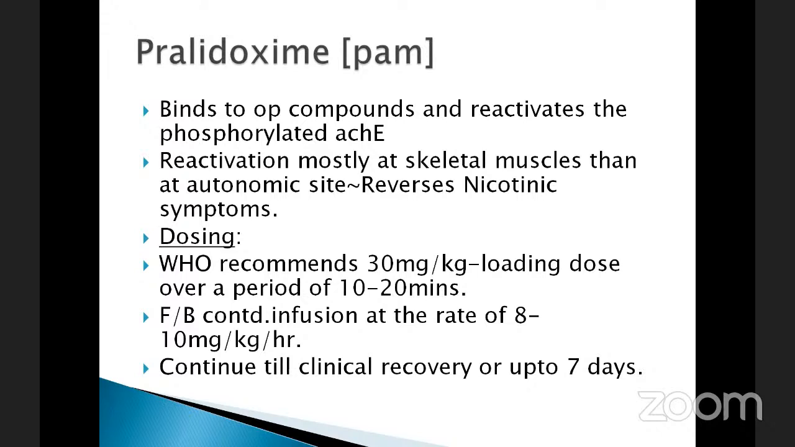What is the role of hemoperfusion and hemodialysis in organophosphorus poisoning? Shankar? Sorry, hemodialysis, there is no role that can be seen, sir. But hemoperfusion might be useful in some situations, sir.